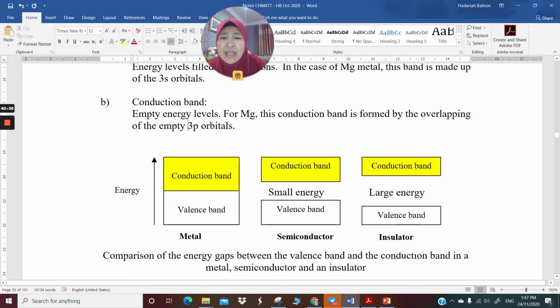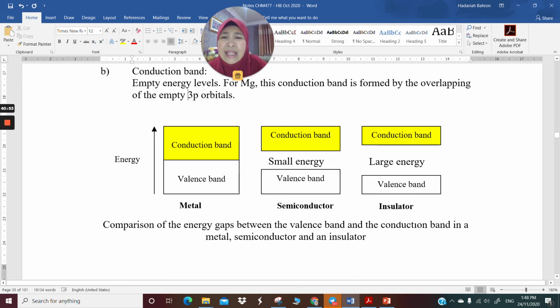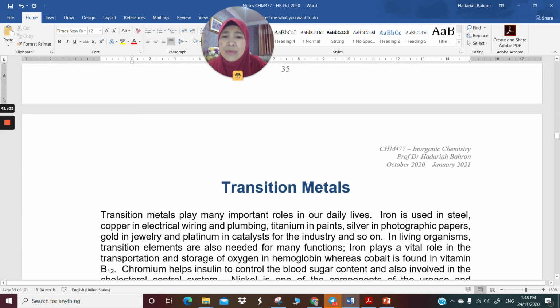So if you have a valence band and a conduction band like that, trillions, zillions of bonding molecular orbitals and zillions of antibonding molecular orbitals make these bands. For metals, there is no gap between the valence band and the conduction band. I'm going to go back to this later. I'm going to go on.